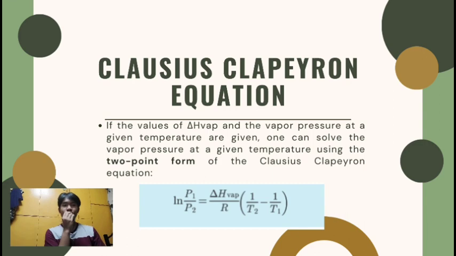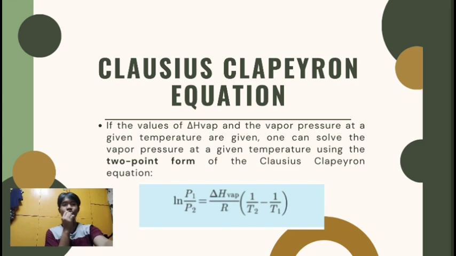R is the gas constant with a value of 8.3145 joules per mole, exponent -1, times Kelvin exponent -1. This form can also be used to approximate the enthalpy of vaporization given two datasets.